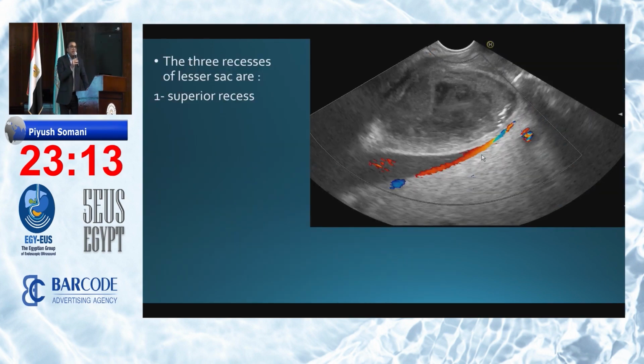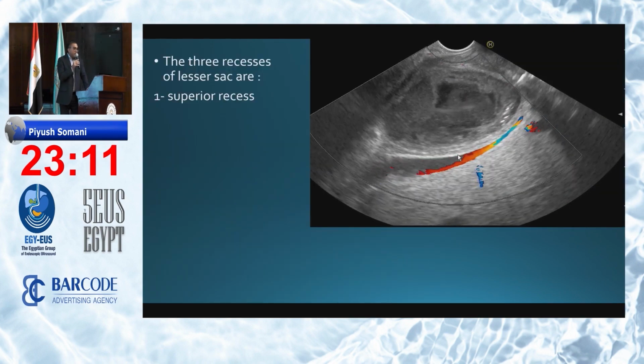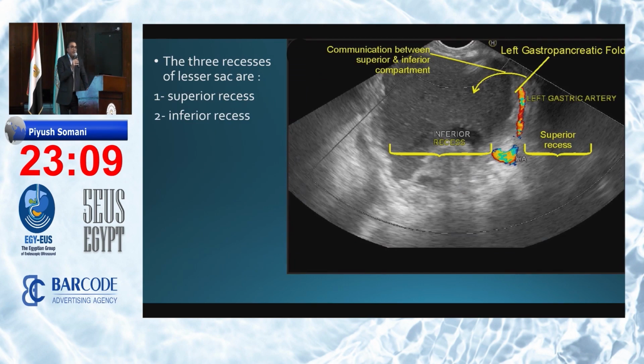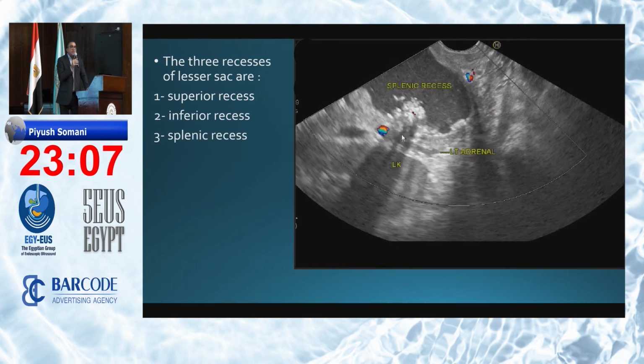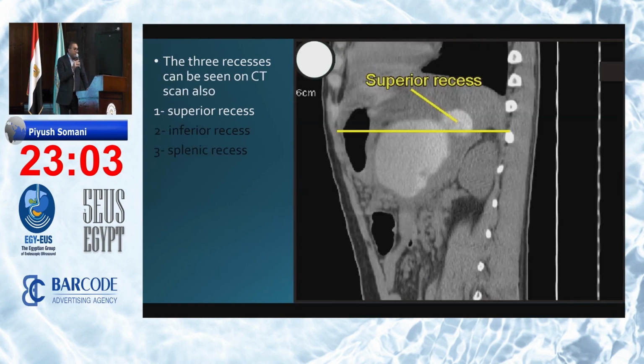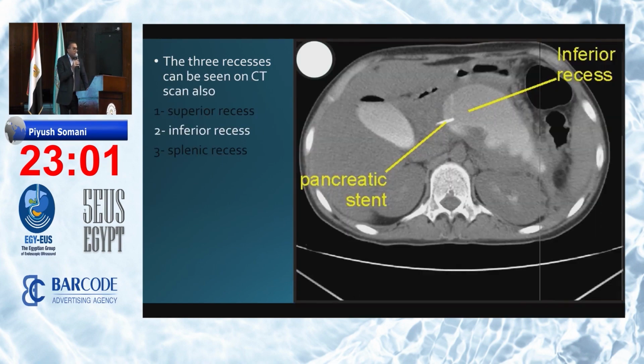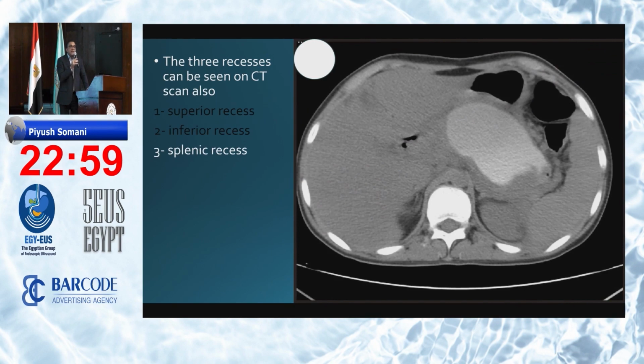And this is the US image of the recesses: the superior recess, as you can see, the inferior recess, and obviously the splenic recess. So this can be appreciated easily on the CT scan. As you can see, the superior recess, the inferior recess, and obviously the splenic recess. Sometimes we see a pseudocyst, a big collection going from the lesser sac up to the tail of the pancreas to the spleen. So these are the different ways it spreads.